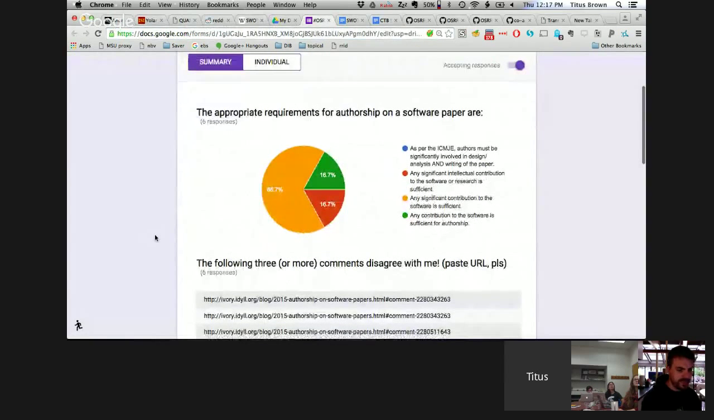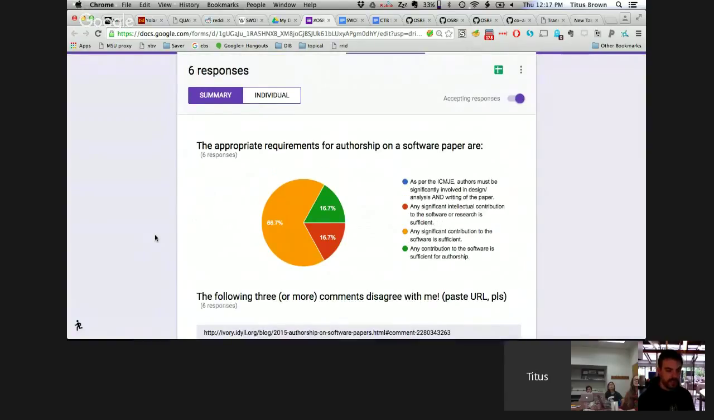So I asked everybody in the class to read the blog post and fill out a survey as to what the appropriate requirements for authorship on a software paper are. And as you can see, 2/3 of the class, so that's 4 out of 6, so statistically significant in biology, said that any significant contribution to the software should be sufficient for authorship on a software paper. A small minority, 1 out of 6, said any contribution at all, and 1 out of 6 said any significant intellectual contribution to the software or research is significant.